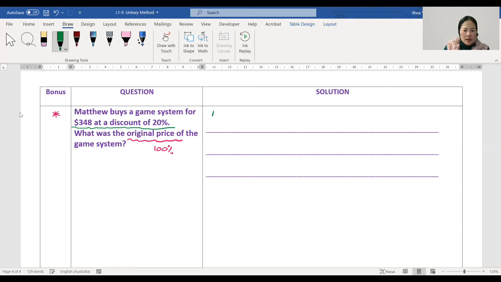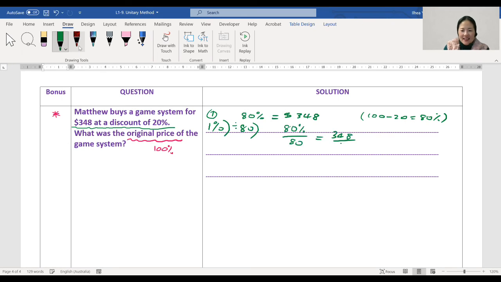Step 1, 80% was 348 because 100 take away 20 is 80%. Okay, now I want to make it into 1%. That's when Gemma did divided by 80. Is that right, Gemma? Yeah, I think so. And then that will give us 1%. Is that right? Yeah. And then the second step was we want 100%. So you times by 100. Is that right? Yeah. So 1% times by 100, and we do exactly the same on my right.